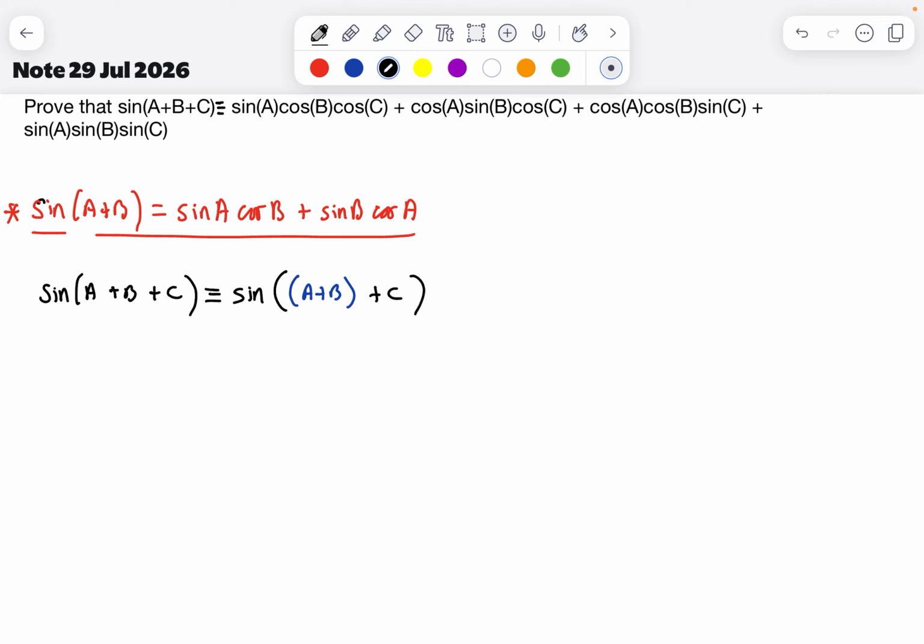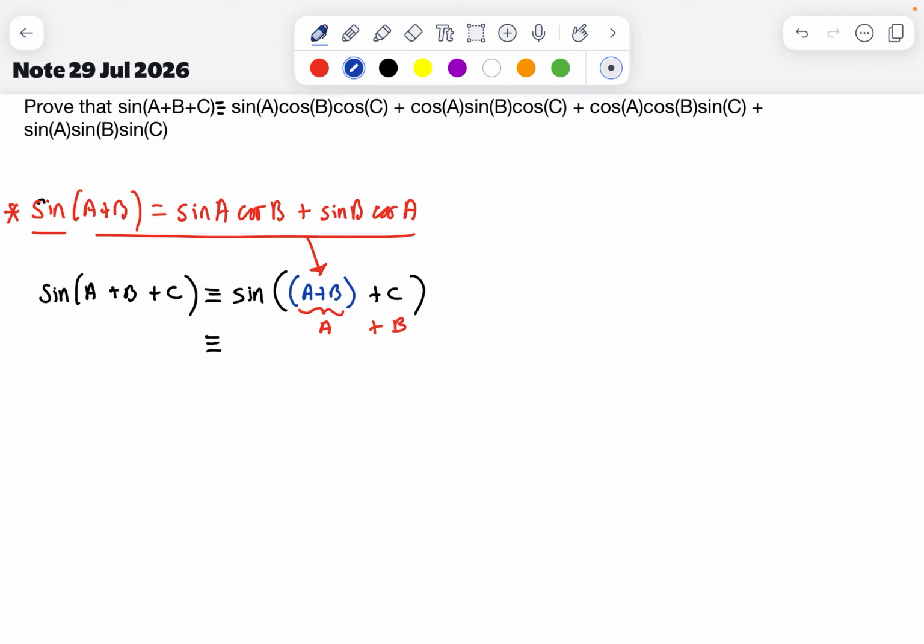Okay, so we're going to use the identity once and then we're going to use the identity again. So what I'm going to do is basically take this identity and put it into the same identity again. So what have I got? So sine of, this is my A and this is my B. So we follow the same format we did before.